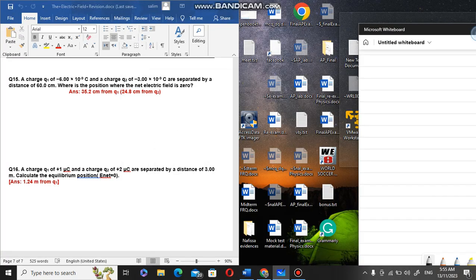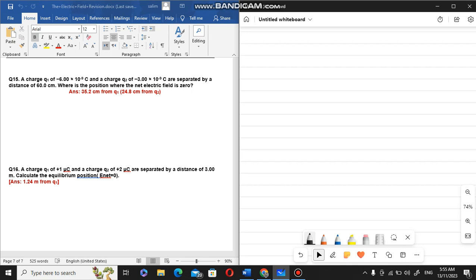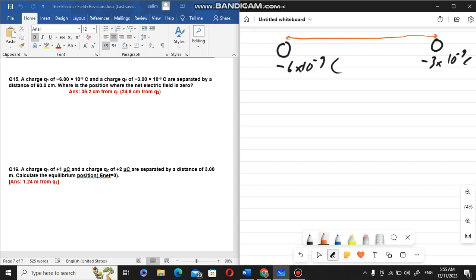I'll do one of the examples that are in the worksheet. So we have this example, a charge of -6 and another one of -3. Since they have the same sign, it means that the equilibrium position is in the middle. So -6 times 10 power -9 coulombs, and the other one is -3 times 10 power -9 coulombs. They're separated by a distance of 60 centimeters. So again, since they have the same sign, the equilibrium position will be in the middle. This is x, and the remaining is 60 minus x.